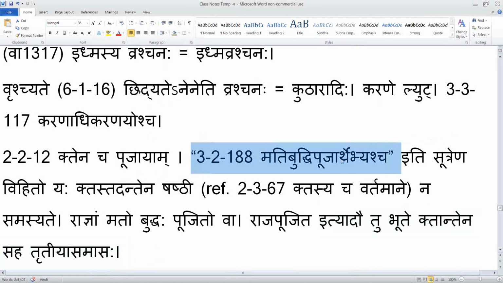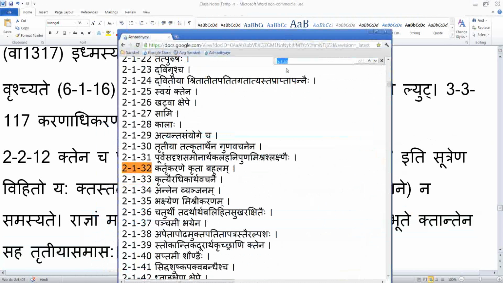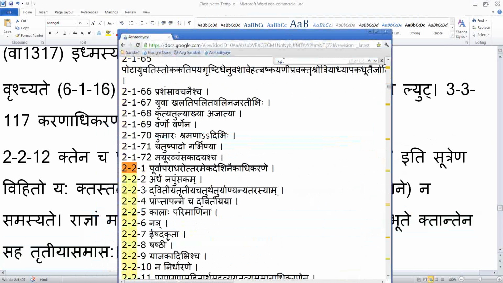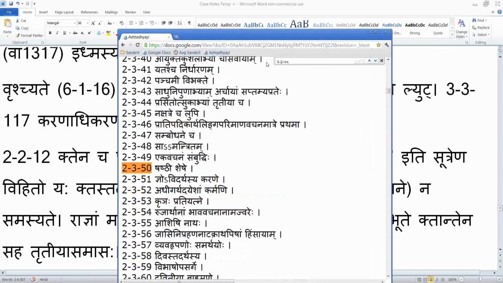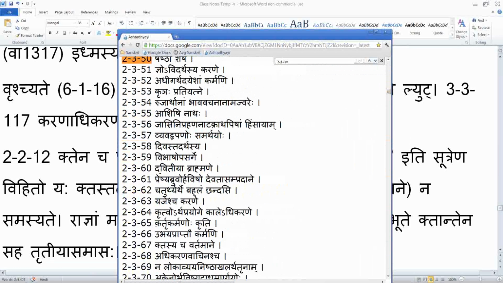We start with the sutram na nirdharane. That is where Panini begins the nishedhaha from 2 to 10. It's a very important sutram, and it is not in our textbook right now. And there is a vartikam on it, which says pratipadavihita shashti na samasyate, which means that any shashti which is prescribed by any other sutram except 2350 should not be allowed to compound. But we do want some of them to compound. Specifically, we want this one to compound, which is the kartrikarmanoh kriti. We get the example, idmasya vraschanaha, idmavraschanaha.